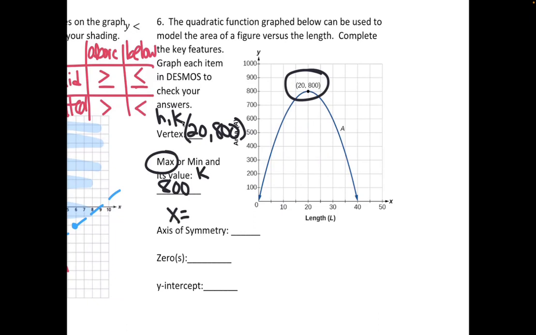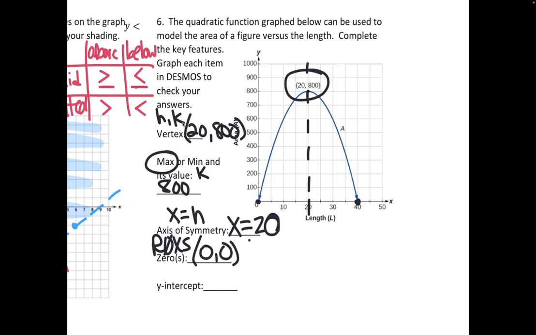Your axis of symmetry involves your h, right? So we're going through the x axis, x equals 20. You have to put that x equals. Zeros, these are your rocks. So I can see here 0, 0 and 40, 0.